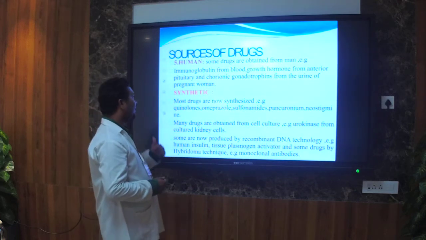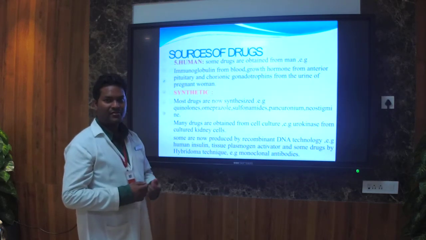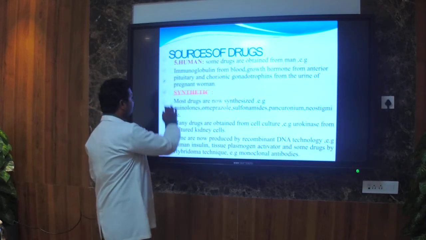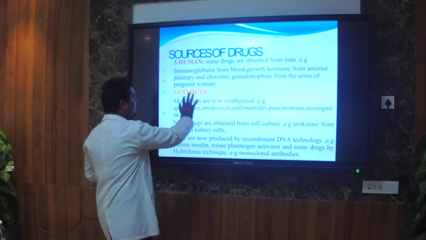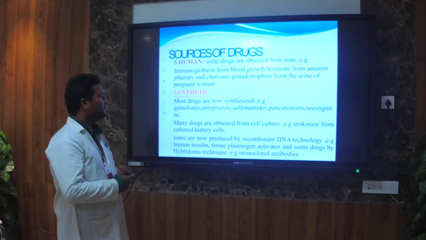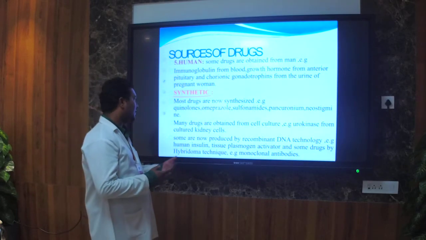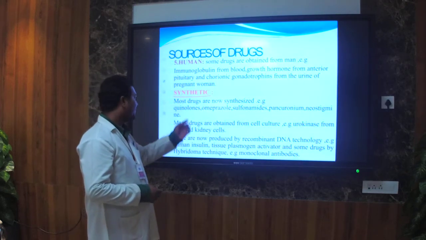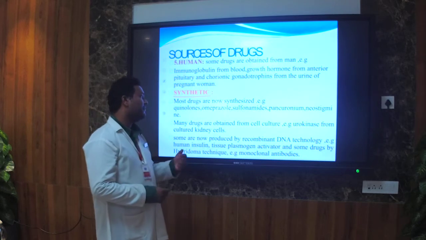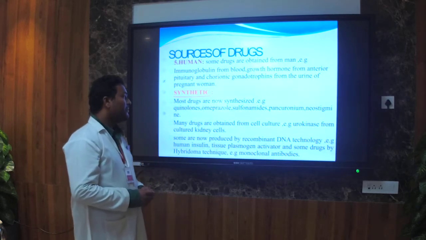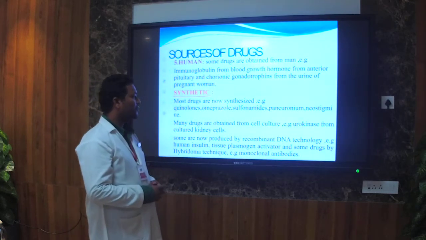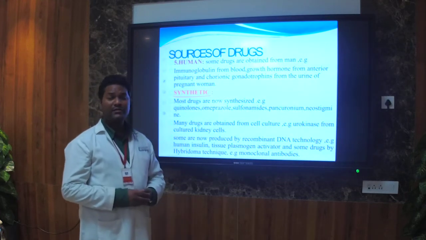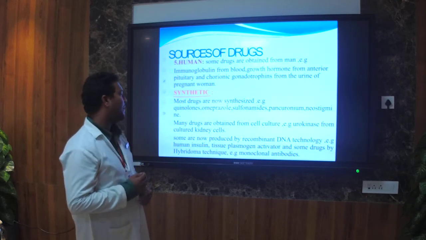Then we have the synthetic, coming to the second type, the natural and the synthetic. So the synthetic drugs are most of the drugs which are synthesized, that is, as I said earlier, being made in the laboratories. For example, we have quinolones, then we have the amiprozoles, sulfonamides, pancuronium, then we have the neostigmines. I'm just giving examples of these drugs which have been synthesized in the laboratories.